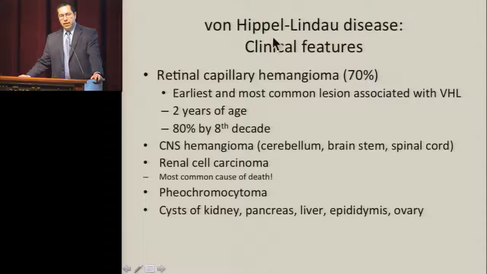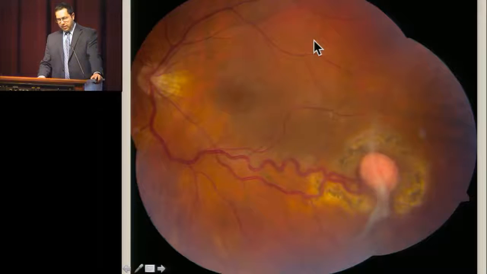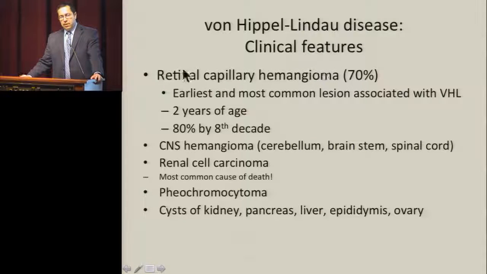So let's talk about VHL disease. Retinal capillary hemangioma is considered the earliest and most common lesion associated with this condition. It can be seen in children that are only 2 years old, so it can be an early finding. And it can be seen in 80% of these patients by the 8th decade of life.